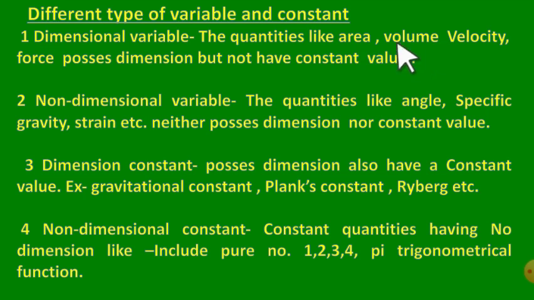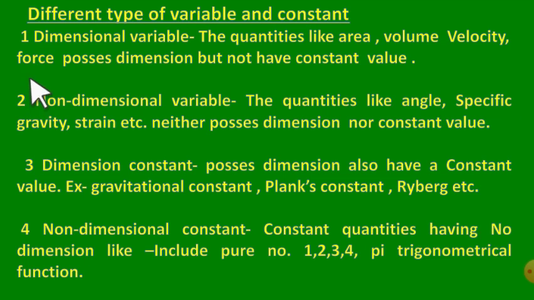some numeral value as well as some letters which represent its units. In the case of area, we express it as 5 meters square, 6 meters square, 10 meters square. Got it? So its value can be changed, and at the same time it has its own unit. For volume, meter cube; velocity, meter per second; force, Newton, like that.